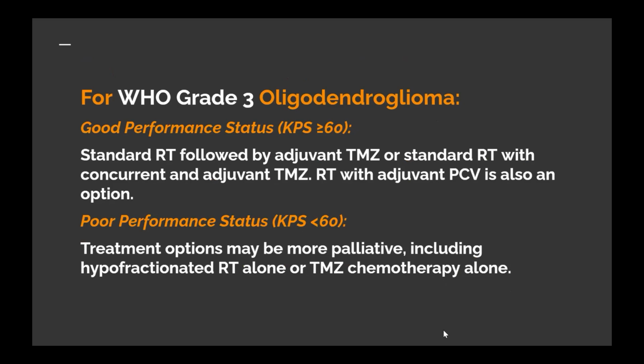For grade 3, we are again going to divide these on the basis of KPS score. If it is more than 60, standard radiotherapy followed by adjuvant TMZ, or standard radiotherapy followed by adjuvant PCV. Poor performance KPS, if it is less than 60, then treatment options might be palliative, including hypofractionated radiotherapy alone, or we can choose to give chemotherapy alone.